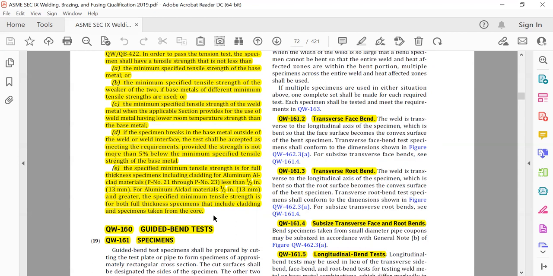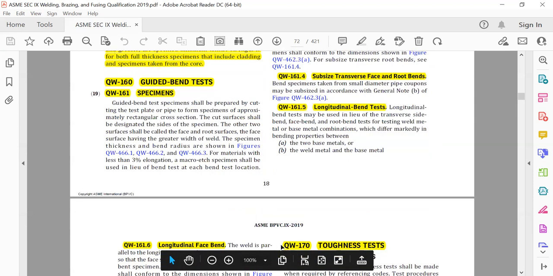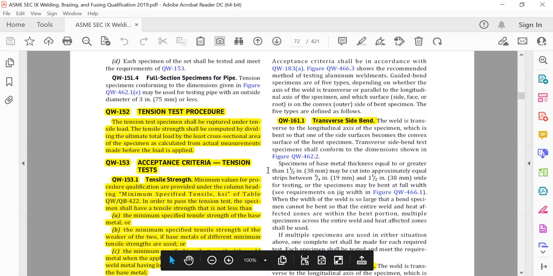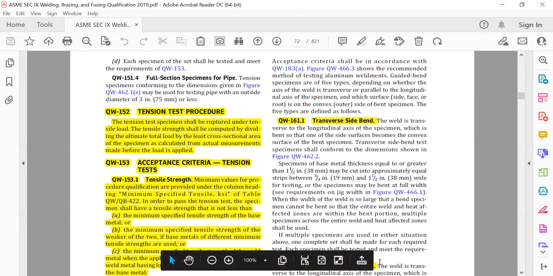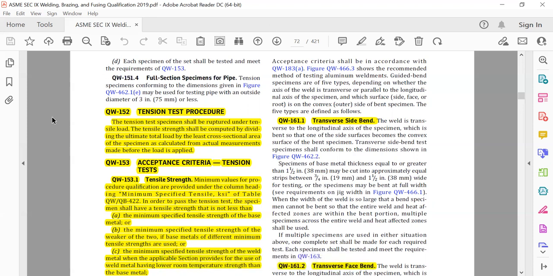Guided bend test. Specimen is bent to 180 degrees, that's all. Don't have to think too much. Transverse side bend, transverse face bend. If you're cutting plates from a high thickness, you cannot do root bend and face bend. So go for side bend, that's all. You can cut to size and do side bend.